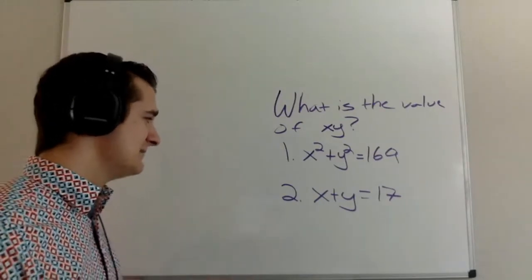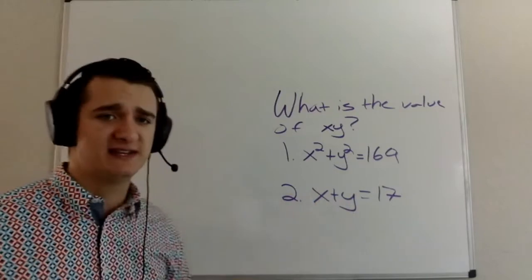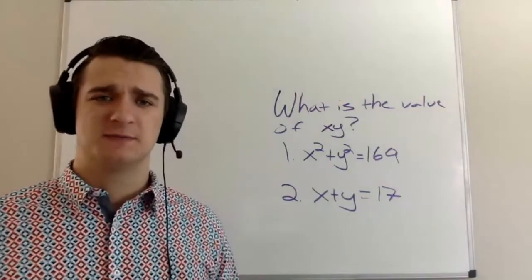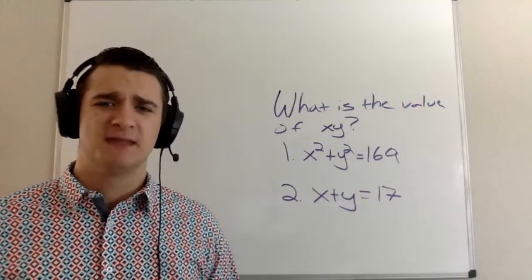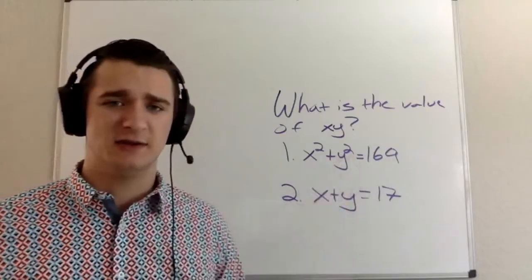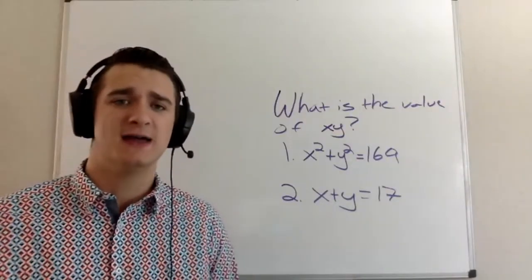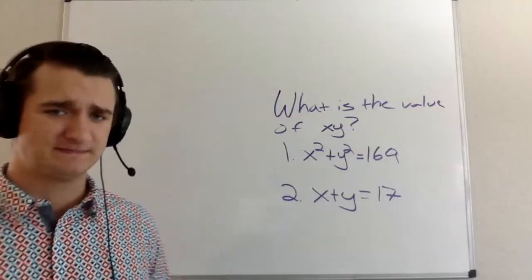Likewise, when I look at statement 2 by itself, it says that x plus y is equal to 17. Well, that alone isn't very helpful to me. Just knowing that x plus y is equal to 17 doesn't really do a ton for me. And so with that statement as well, there are infinite possibilities for x and y, which are going to give me all sorts of different values for x times y. So that statement alone isn't very helpful either.